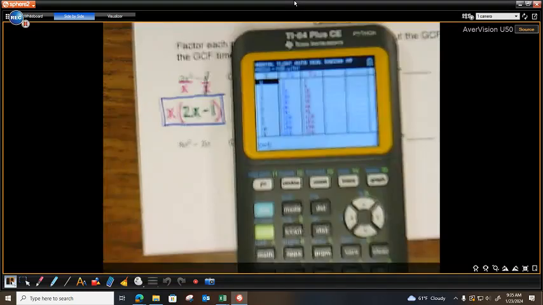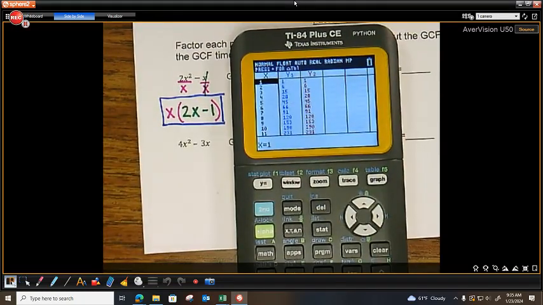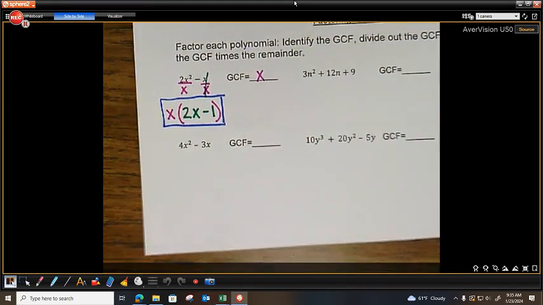Go to the table, and what do I notice about my columns? They're the same. That means we got it right. Yay.